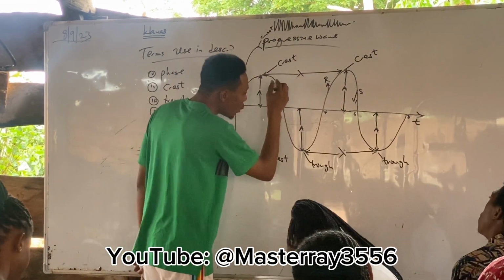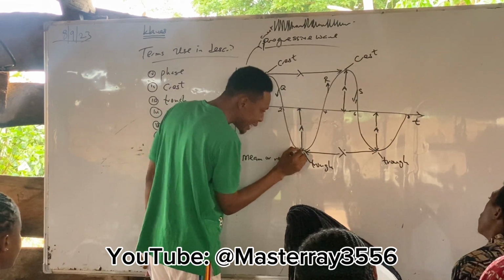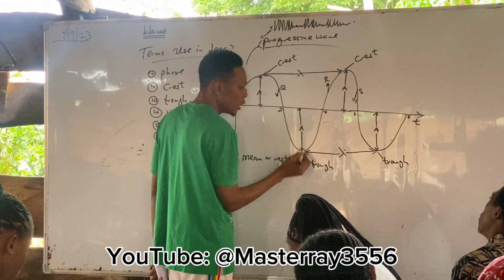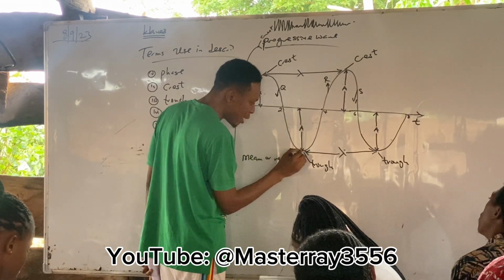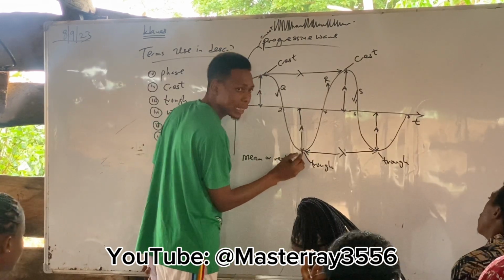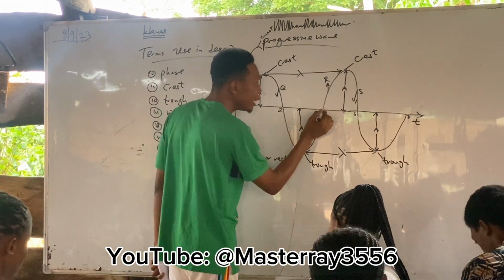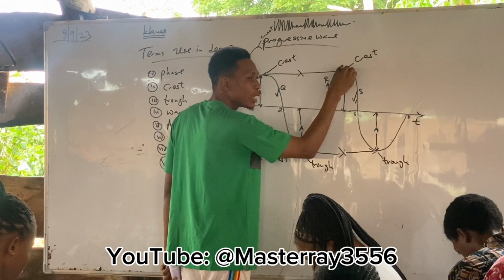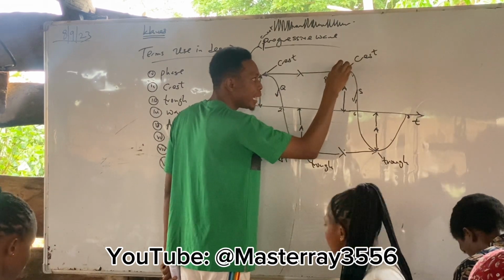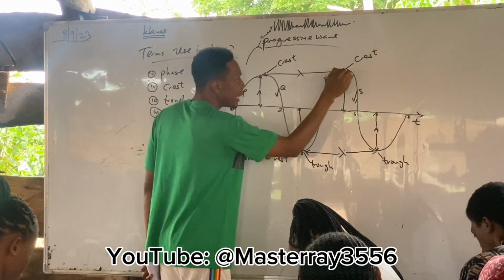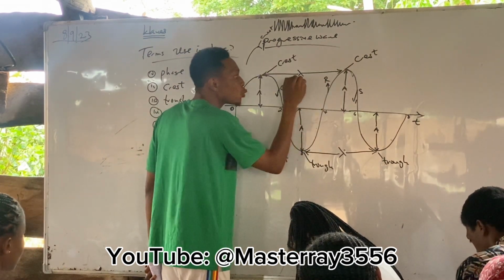Then, whenever it moves downward again and it gets to the lowest point before it moves back again, are you getting me? To this point. So from here to this place, this very point here, this lowest point in this downward path is known as what? Trough. As it goes again, then it moves to the highest point again. So this other point again now is known as what? Crest.